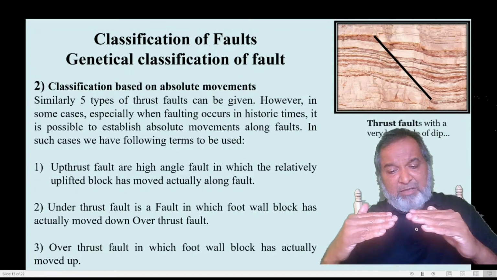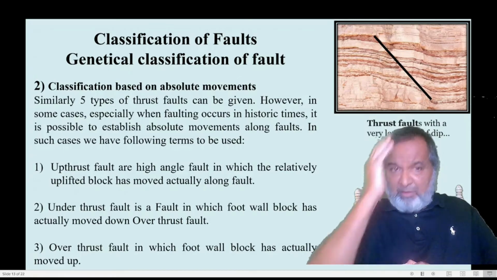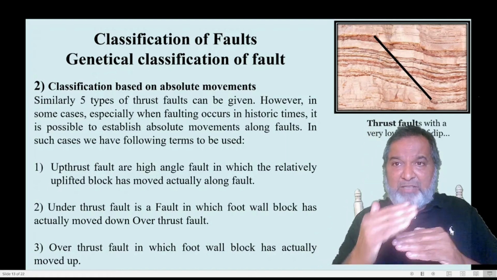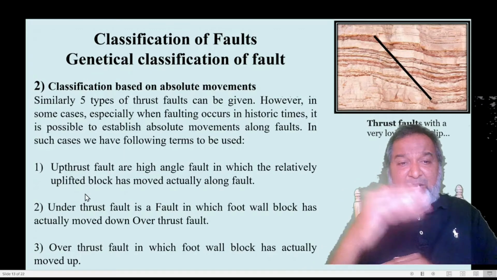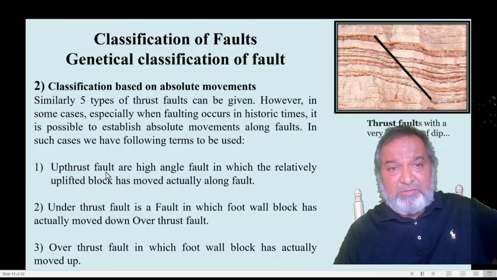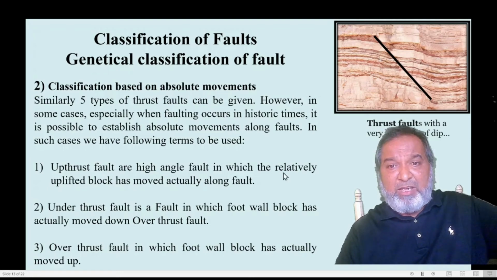Now if it is more than 45 degrees, it is a high angle fault. If it is less than that, it is a low angle fault. And there will be upthrust. That is, the upthrust faults are the high angle faults. That is also the name that will be given, in which the relatively uplifted block has moved actually along the fault.